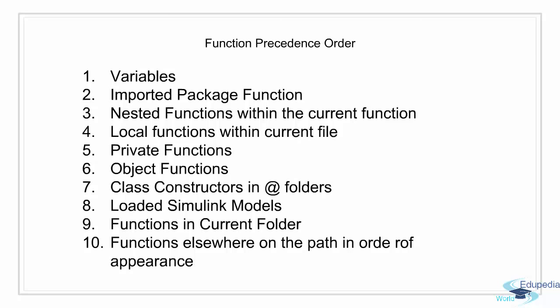Then it moves to object functions. Object functions accept only a particular class of objects in their input argument list. In case we have multiple object functions with the same name, the distinguishing is done based on the input arguments. Say we created a class folder @function and a constructor function as function.m inside this @function folder, then this constructor takes precedence over the other function named function.m anywhere in the path. Then continuing with the list, we have loaded Simulink models, followed by the functions in the current folder, and at last Matlab looks for functions elsewhere on the path in the order of appearance.